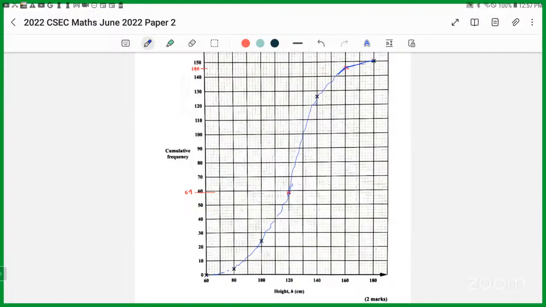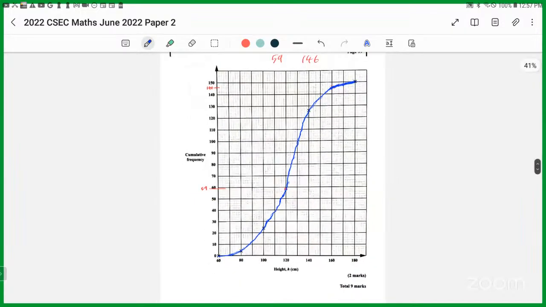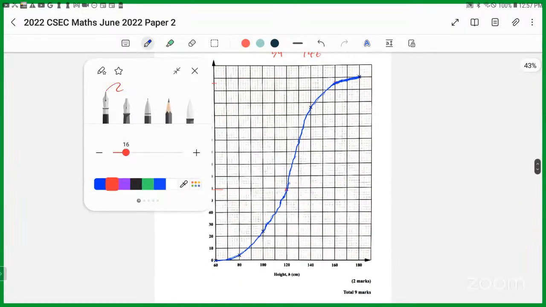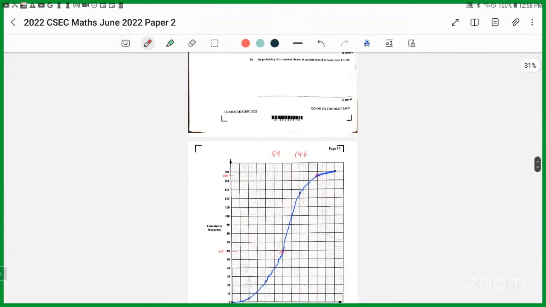That's it. That's my curve. That's my ogive. Another name for the cumulative frequency curve is the ogive. These are the 2 points that I put on right here and right here. All right, that's it. So draw the graph.